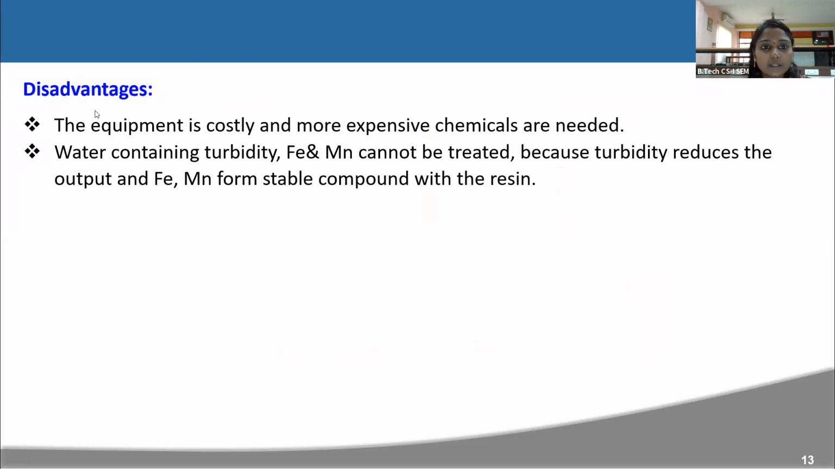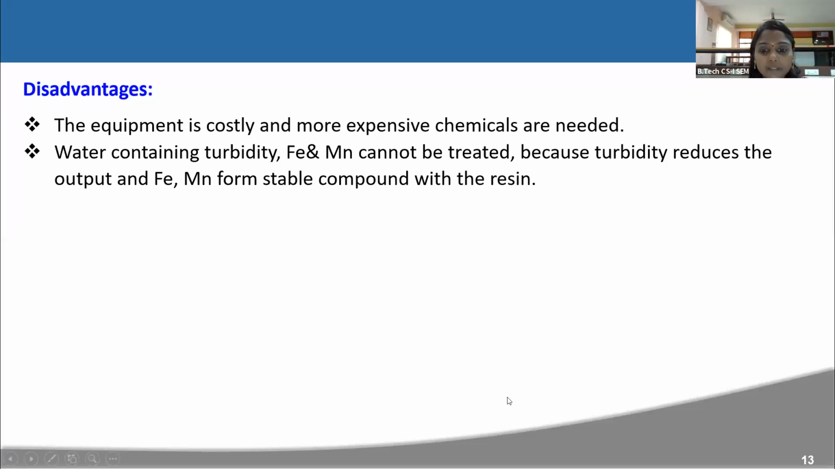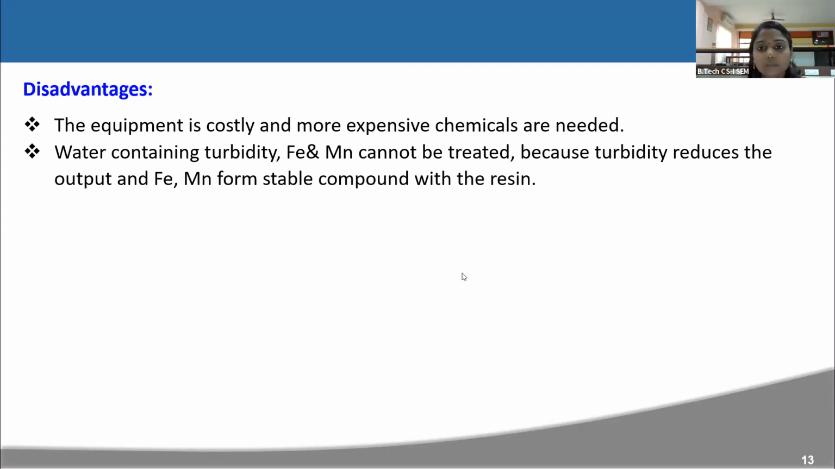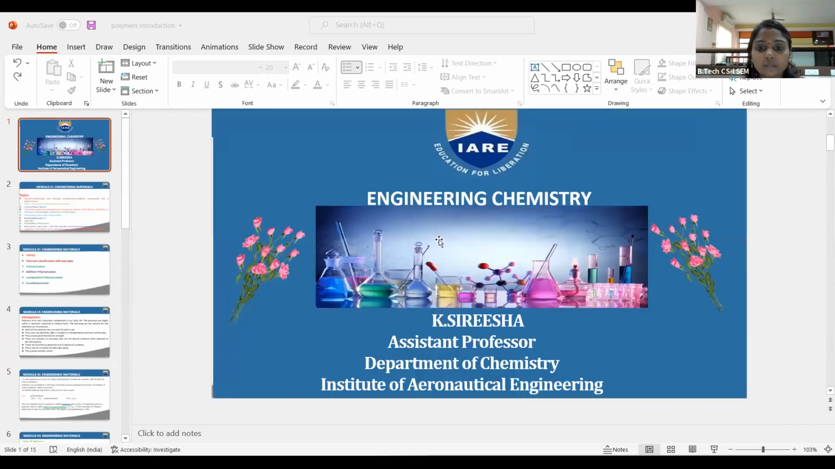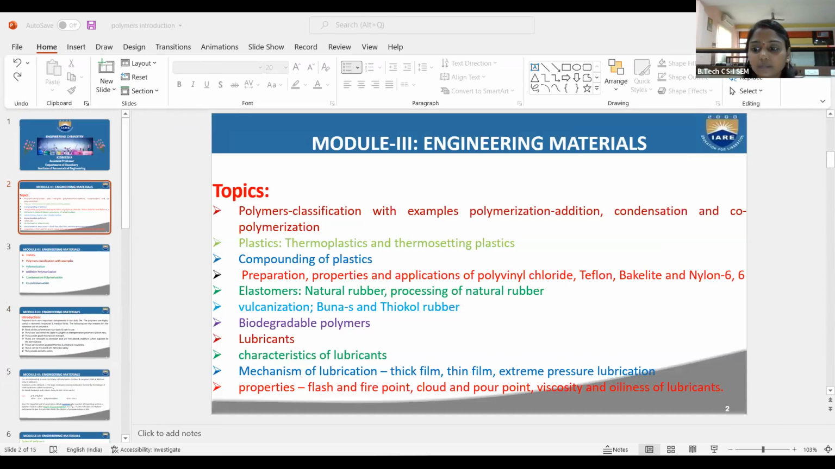Today's topic is polymers. What is the meaning of polymer?